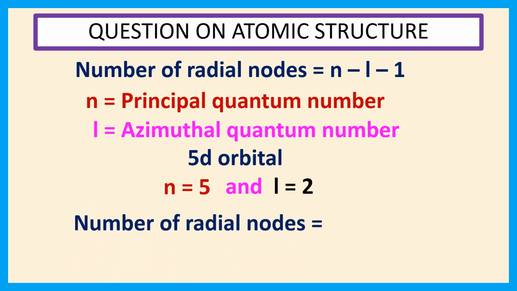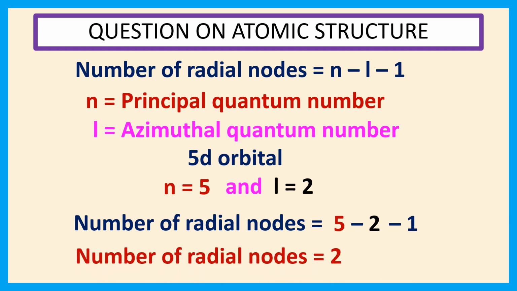Therefore, number of radial nodes is equal to 5 minus 2 minus 1. 5 is the value of n, 2 is the value of l, and 1 is subtracted. So, number of radial nodes is equal to 2.